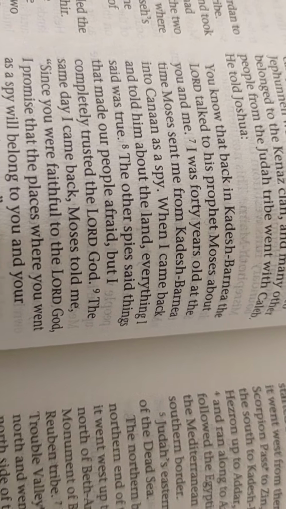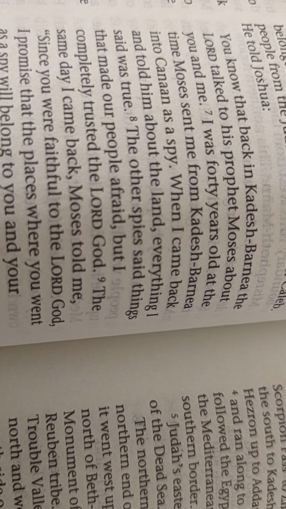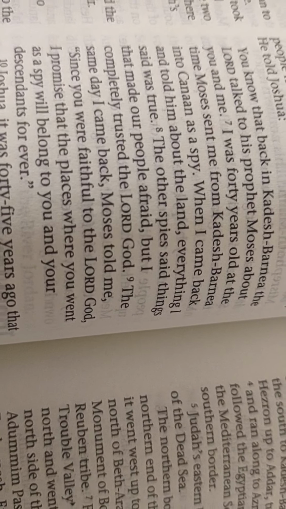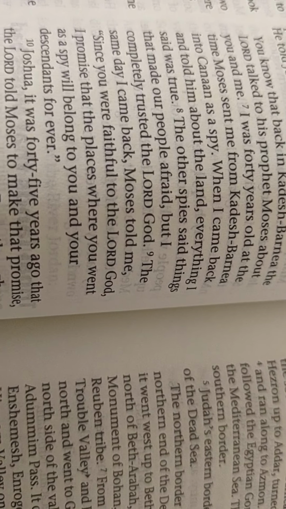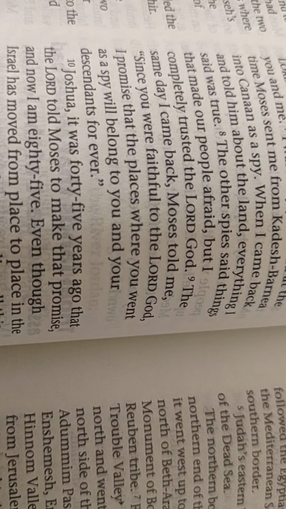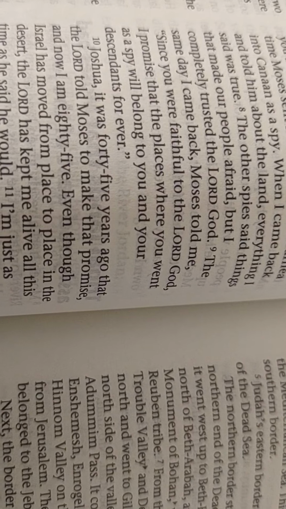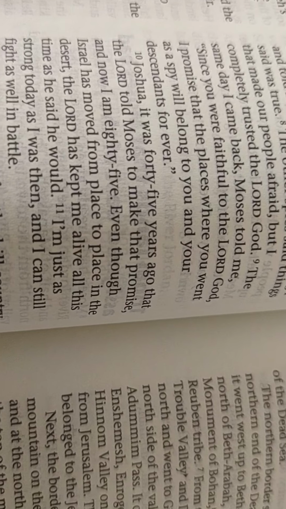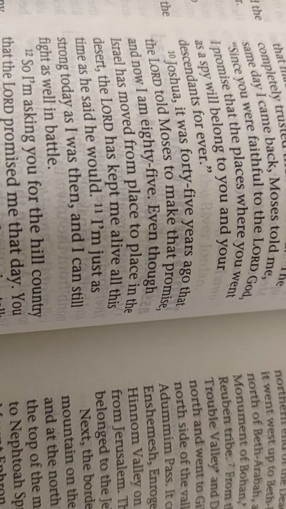He told Joshua, "You know that back in Kadesh Barnea, the Lord talked to his prophet Moses about you and me. I was 40 years old at the time. Moses sent me from Kadesh Barnea into Canaan as a spy. When I came back and told him about the land, everything I said was true. The other spies said things that made our people afraid, but I completely trusted the Lord God. The same day I came back, Moses told me, 'Since you were faithful to the Lord God, I promise that the places where you went as a spy will belong to you and your descendants forever.'"